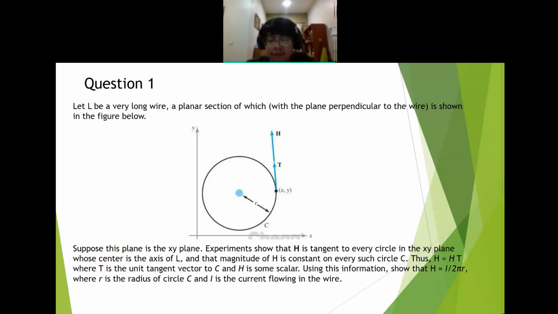Thus, H equals H times T, where T is the unit tangent vector to C and H is some scalar. Using this information, show that H equals I over 2 pi r, where r is the radius of circle C and I is the current flowing in the wire. So I'm going to pass on to my fellow colleague Ammar Zafri to explain the solution for this question.